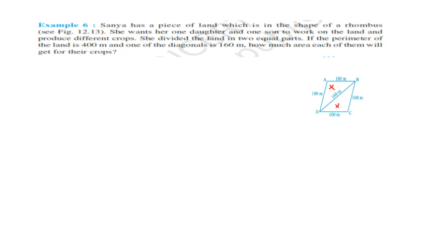So what you have to find out? You have to find out the total area. How to find out area? So these two are equal triangles, same triangle. So find out the area of one and multiply by two. Because you know the diagonal of a rhombus divides the rhombus into two equal triangles. So you have to find out the area of one triangle. Area of ABD.